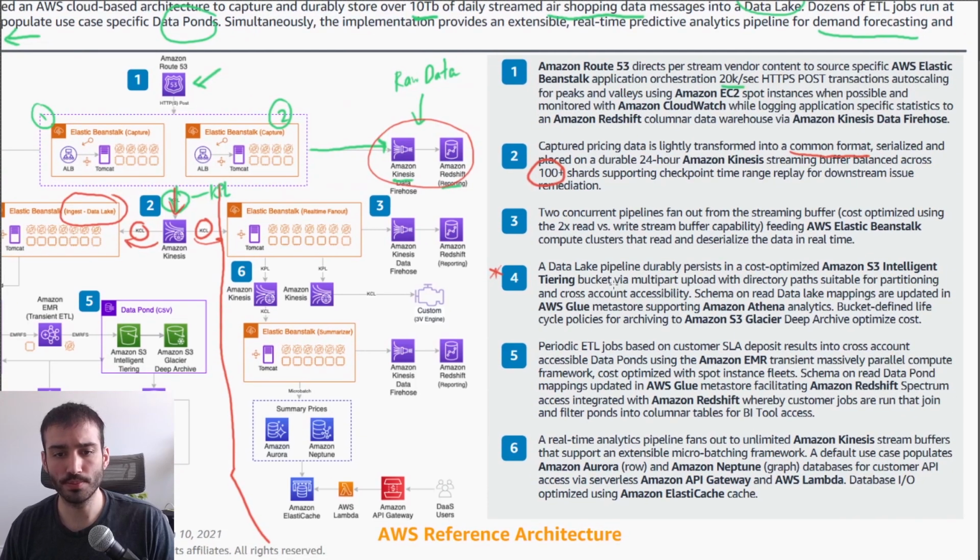So at number 4, a data lake pipeline durably persists in a cost-optimized Amazon S3 intelligent tiering bucket via multi-part upload with directory paths suitable for partitioning and cross-account accessibility. Schema on read data lake mappings are updated in AWS Glue Metastore, supporting Amazon Athena Analytics. Bucket-defined lifecycle policies for archiving to Amazon S3 Glacier Deep Archive optimized cost.